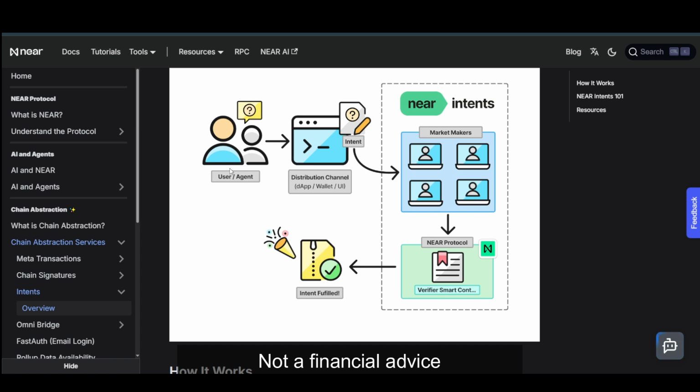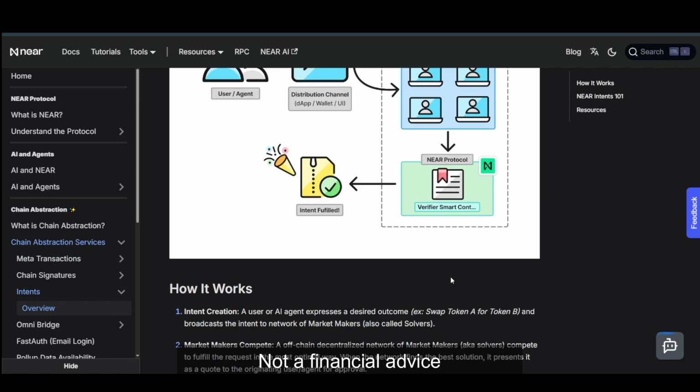As you can see, we have user slash agent. There will be distribution channels like dApps, wallets, UI. So basically developers can build on that, so that's pretty good. And after that we have the NEAR intents market makers, as you can see here, and we have NEAR protocol's verifier smart contracts. So I think the NEAR token will be required here, so that's pretty good.